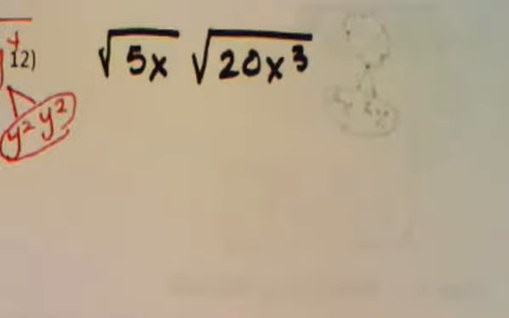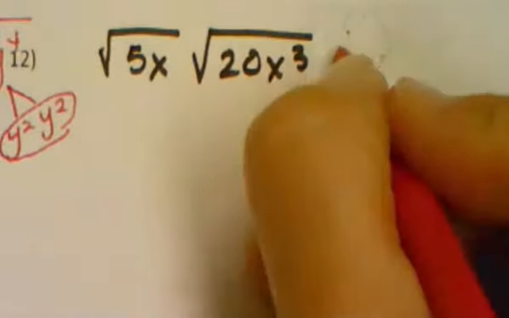Okay, so now we've got the square root of 5x times the square root of 20x cubed. And so we'll set this up the same way.